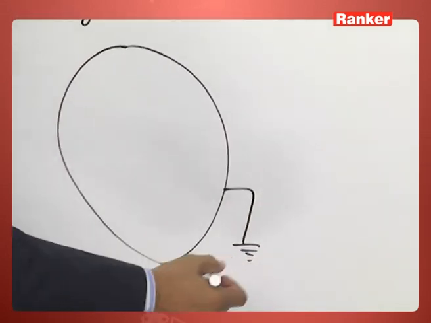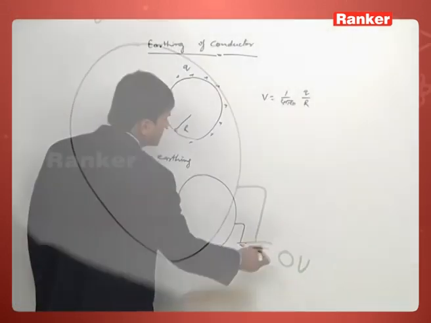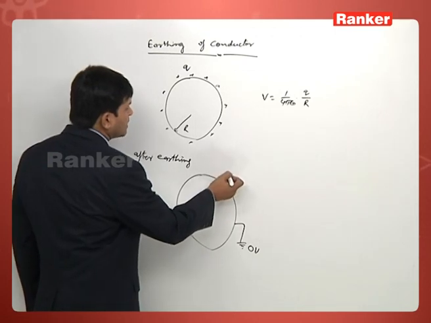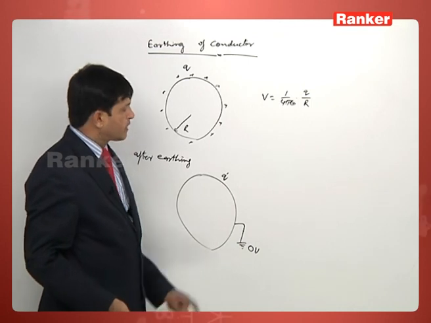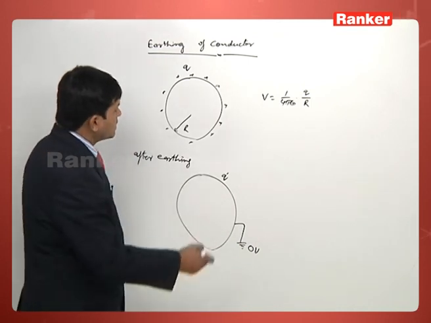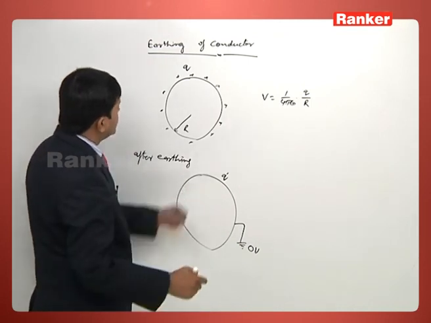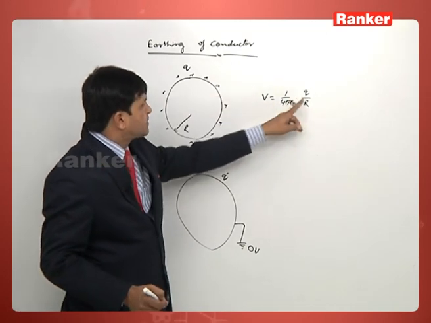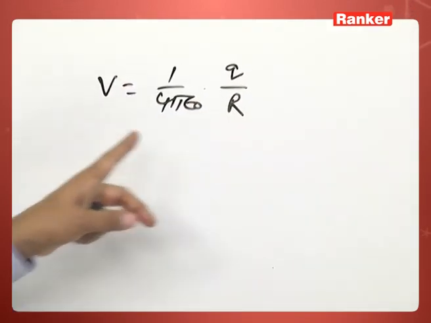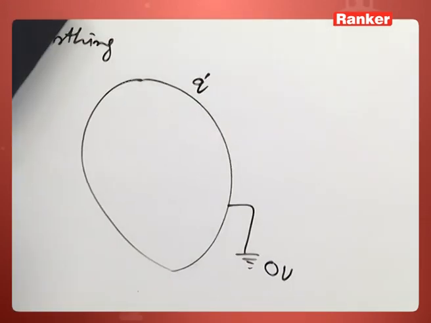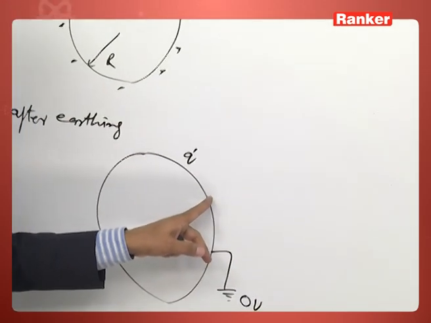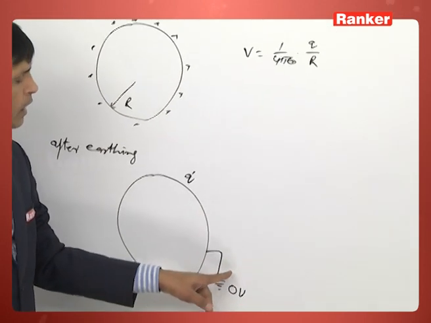This is your earth, potential is 0 volt. So this potential has to be 0. In this process, earlier the potential was some non-zero value. Now its potential is 0. To make this potential 0, some charge may go from conductor to earth or come from earth to conductor.